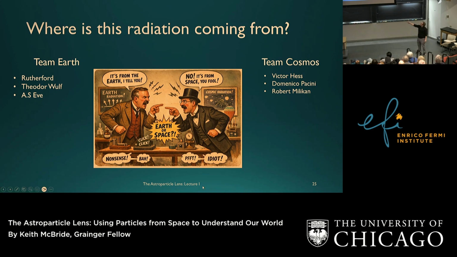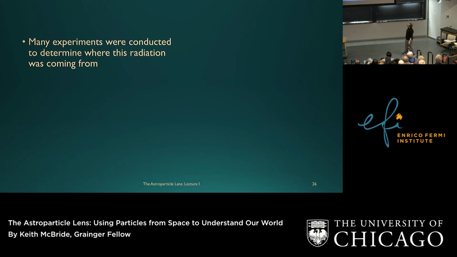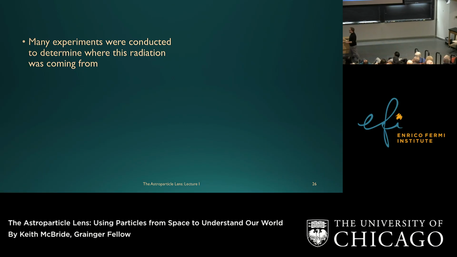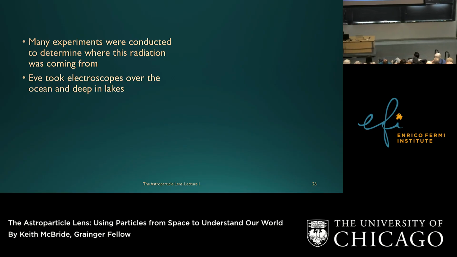This is Rutherford on the left saying, this must be from the Earth. We know that this radiation comes from rocks, guys. This isn't a hard problem. And these guys on the right, Victor Hess, is saying, no, it's from space, you fool, right? They're trying to figure out what's going on. And so many experiments were conducted, right? We have, is this coming from the sky or the Earth?